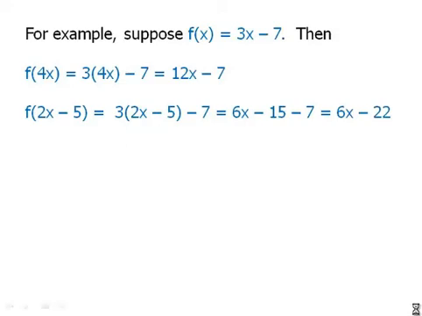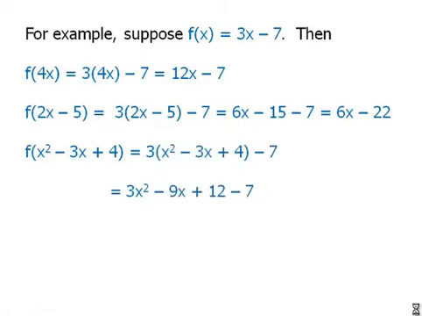We could even plug a quadratic expression into this function. So we're just going to multiply that quadratic expression by 3 and subtract 7. Multiplying everything out, and we get 3x squared minus 9x plus 15 plus 5.